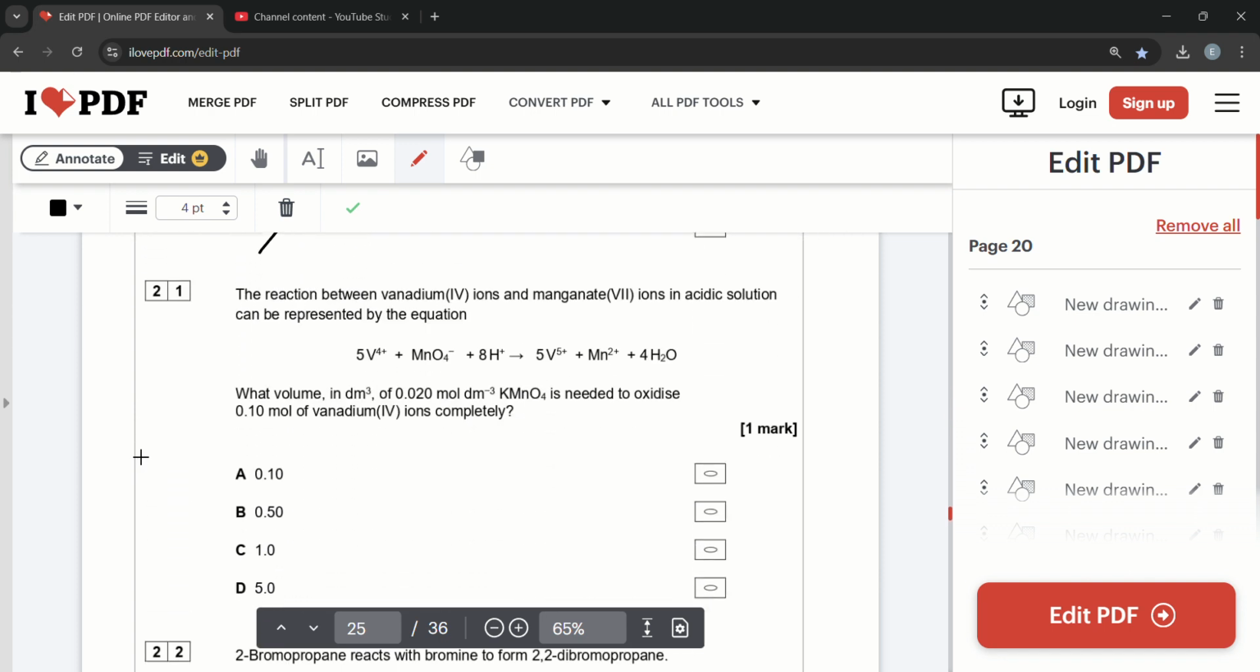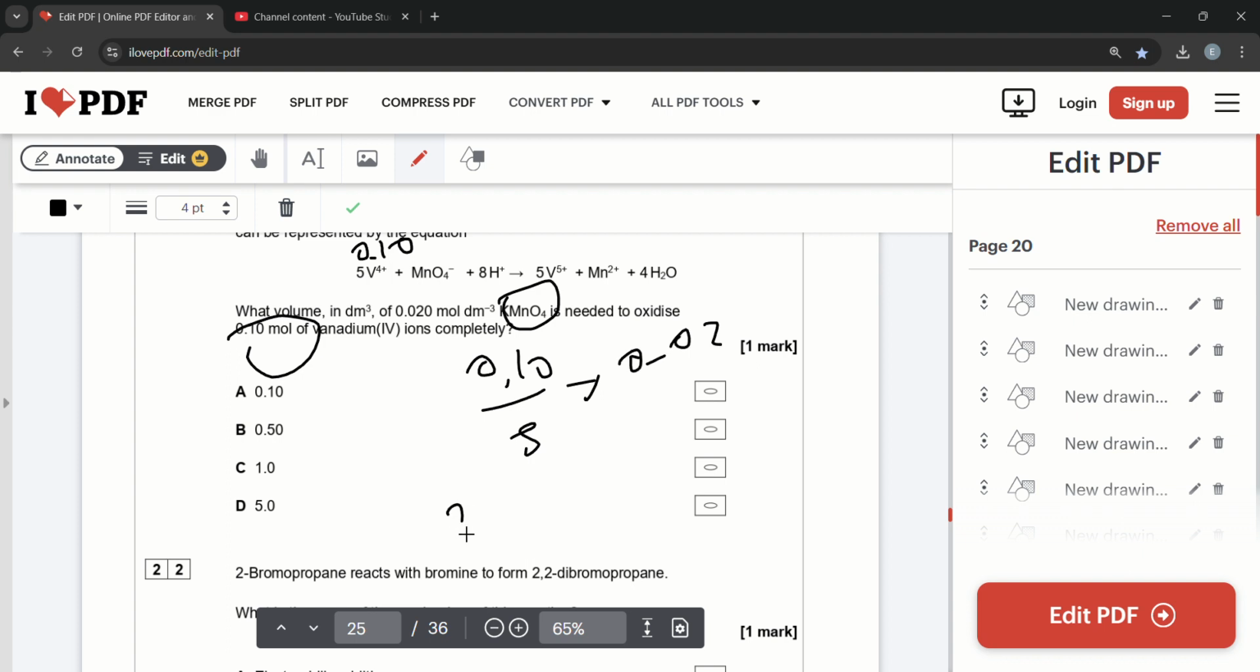What volume of this needs to oxidize that much completely? So we need to read it carefully. What we're trying to find is the volume of this needed to oxidize this much vanadium ions. To find the moles of this, we're going to do 0.10 divided by 5, which gives 0.02. And remember, moles equals concentration times volume, so volume is moles divided by concentration. Put that in the calculator and you should get 1.0.